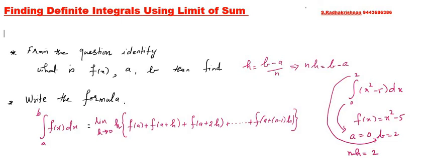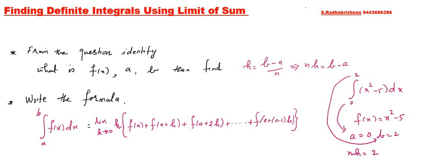Just from the question we must be able to figure out what is f of x, what is the lower limit and what is the upper limit. From the lower limit and the upper limit we can find nh. Nh is nothing but b minus a, that is upper limit minus lower limit. This is the first step.